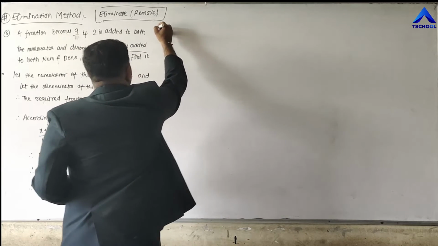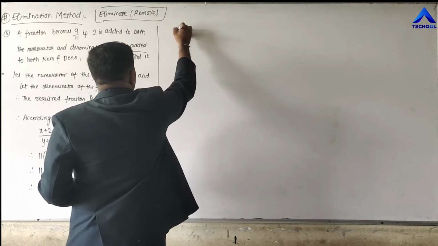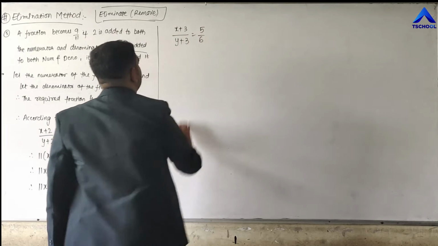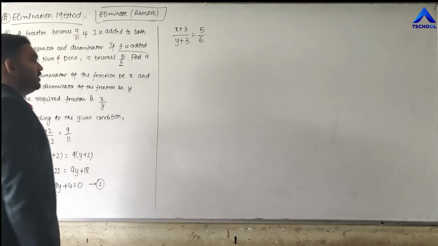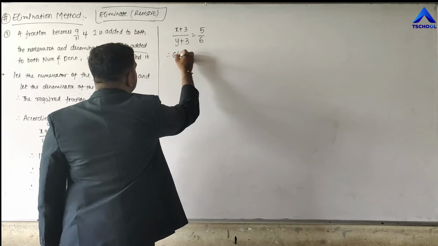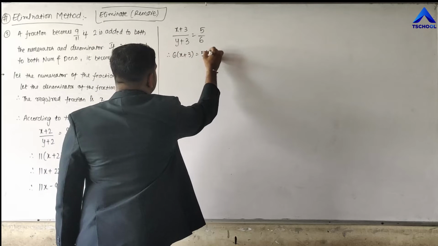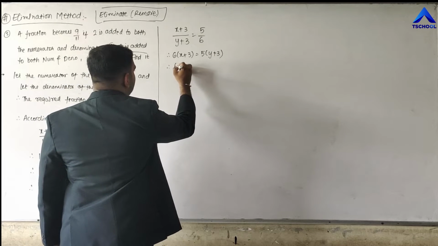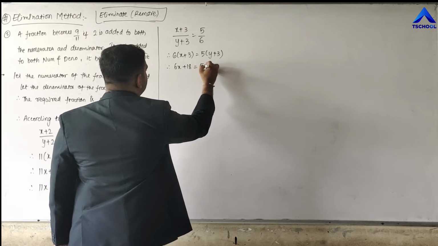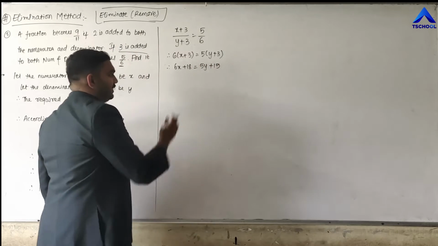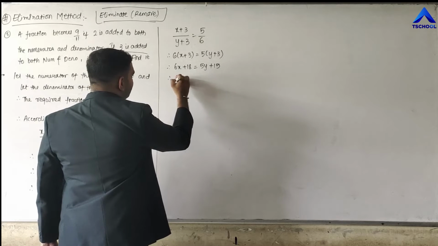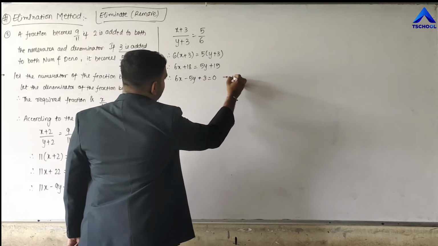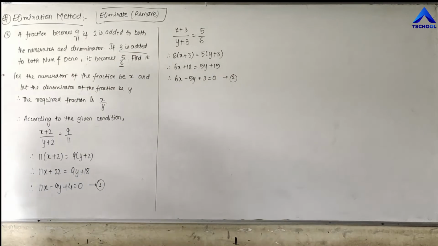And the second condition being, if 3 is added to both the numerator and the denominator, it becomes 5/6, right? So again cross multiplying here, we get 6 into (x plus 3) is equal to 5 into (y plus 3). Multiplying 6 and 5 inside, that will give me 6x plus 18 equals 5y plus 15. Taking both the terms 5y plus 15 on the other side, we'll get 6x minus 5y plus 3 is equal to 0. So that is my second equation, right?